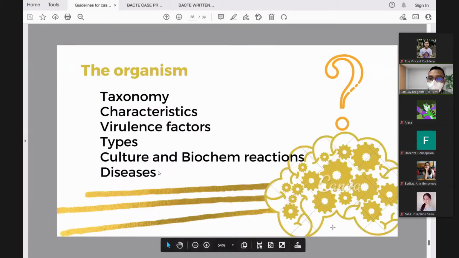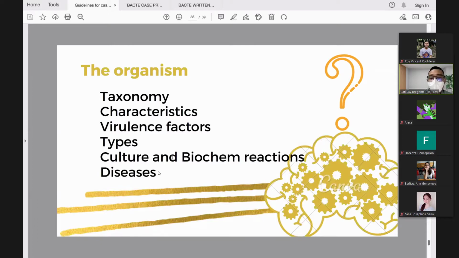On the succeeding slides, you discuss the taxonomy and the characteristics of E. coli. You should be presenting this in different slides. One slide for taxonomy, another slide for characteristics, another slide for virulence factors, the types, the culture, and the biochemical reactions, as well as diseases. Because E. coli is not only limited to UTI, E. coli can also cause gastroenteritis.